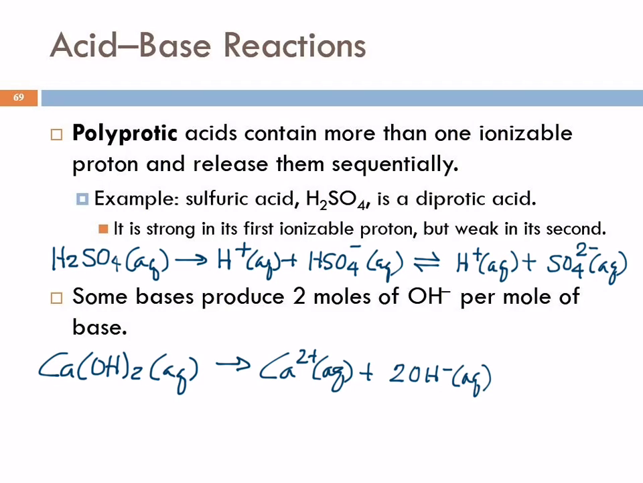So we recognize acids because they start with an H, and we can recognize bases because it's going to be some metal with hydroxide. There are other ones, but the metal hydroxides are all bases. Any questions?